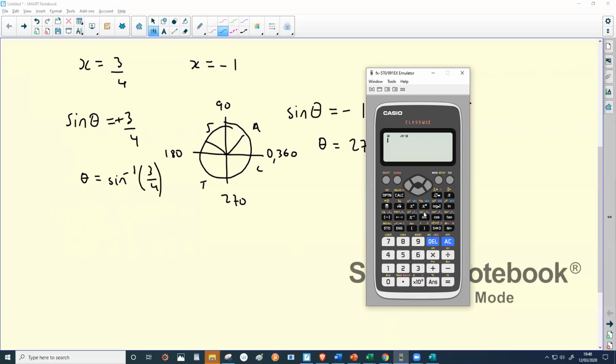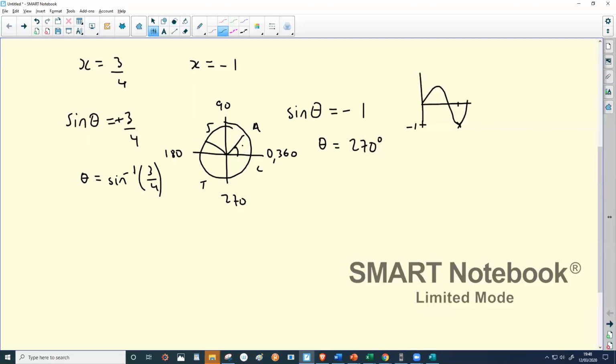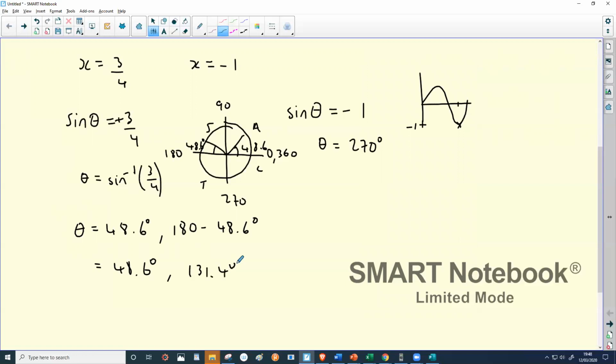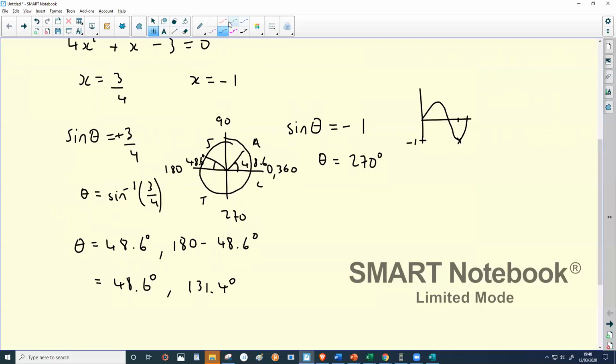If I go into 1, inverse sine of 0.75, I get 48.6, so the initial angle is 48.6, and so is the other angle from the horizontal. So we get theta equals 48.6 degrees, or 180 minus 48.6 degrees. So the second solution is to do 180 minus the answer, and we get 131.4 degrees. And these are the values of theta, if I just underline them. So I've got this, this, and this.